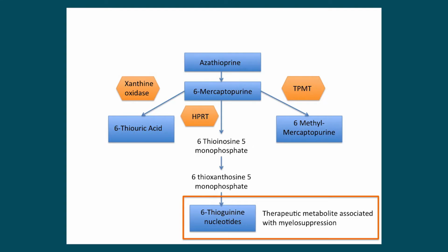And the therapeutic metabolite is 6-TGN? Is 6-TGN, and we're now able to monitor that in our own practice and devise approaches to improve people's therapeutic levels. So when should we check drug metabolites? Well, there's two different ways to do this. We can check proactively or reactively.